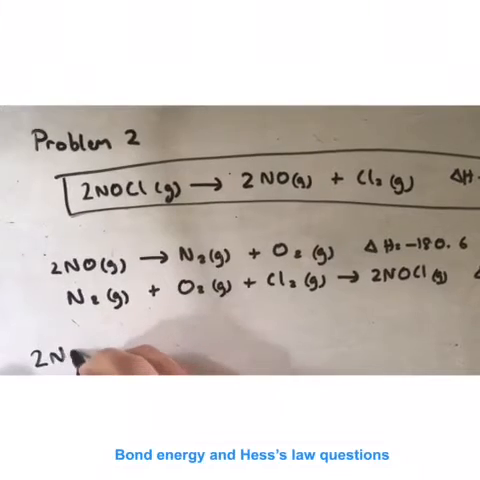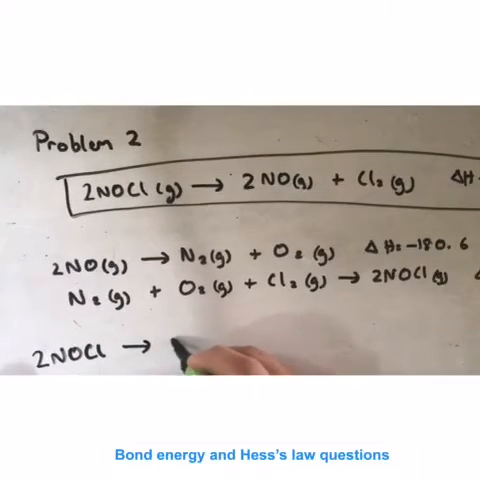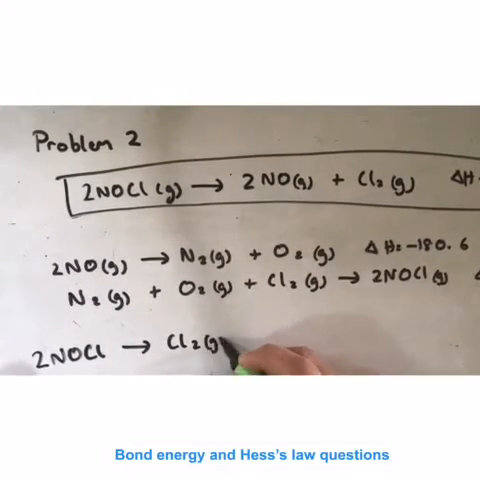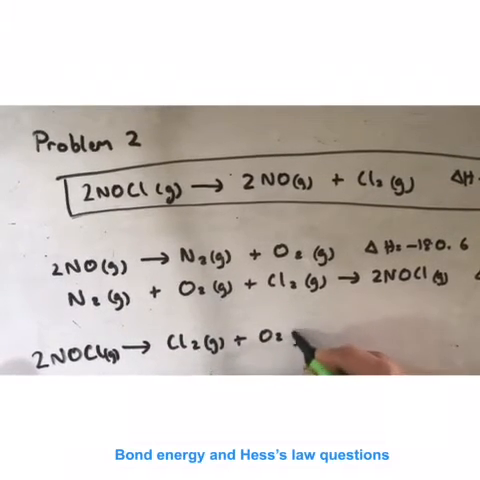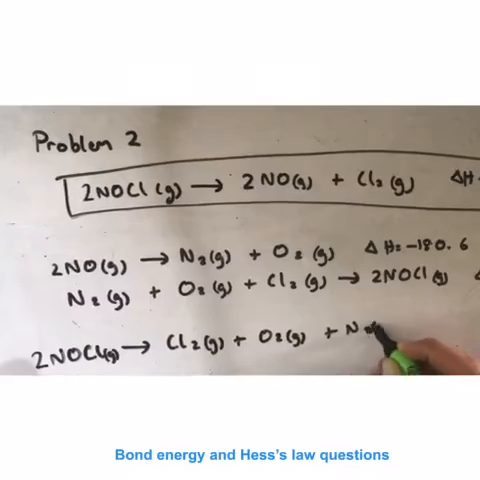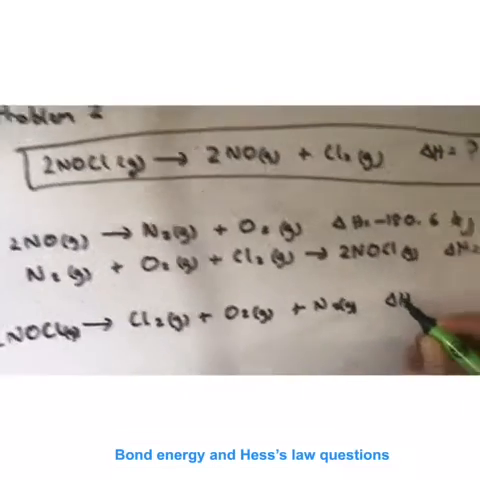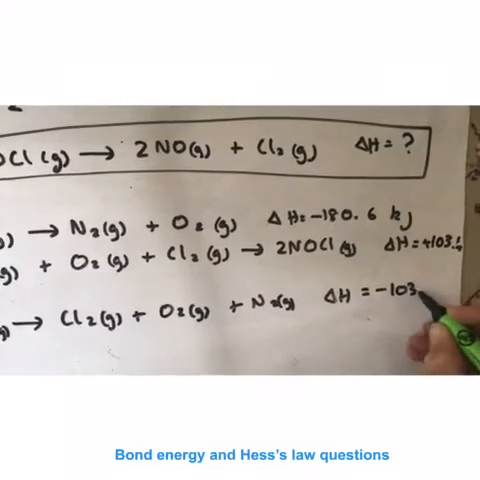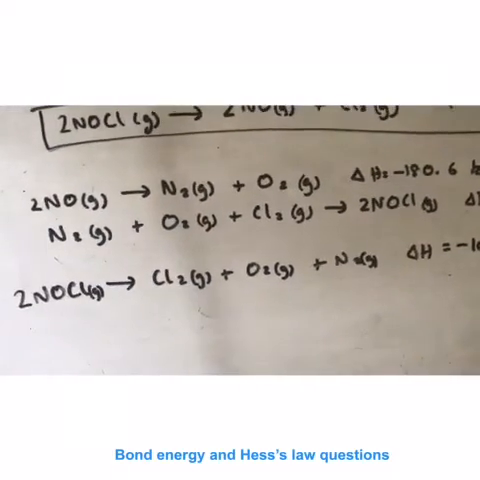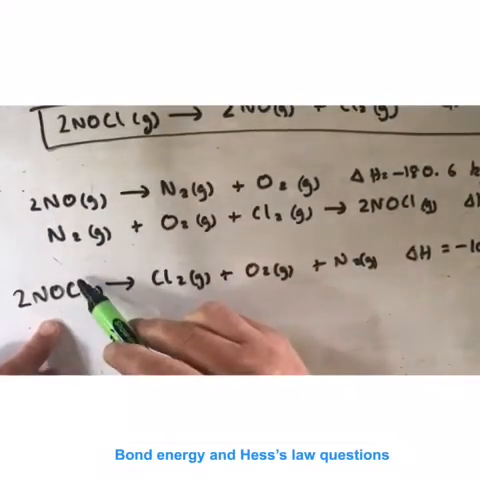So 2 NOCl, arrow, Cl2 gas, sorry, I forgot my state symbols there, plus O2 gas plus N2 gas. And our delta H there is going to be the opposite sign, so minus 103.4. All right, so that's the first step done there. So I have this on the right side.